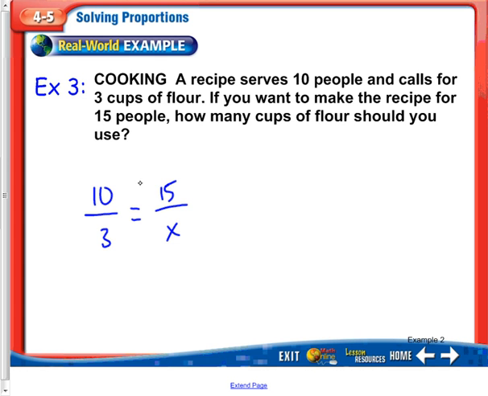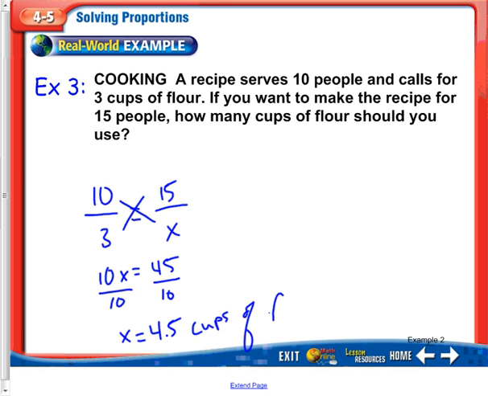And to get from 10 to 15, that's not a really easy basic fact. We know there's going to be some sort of decimal involved. So let's go ahead and cross multiply and divide. We get 10x equals 45. And now we can divide both sides by 10. And dividing by 10 is pretty easy because we can just move the decimal. So we know we're going to get x equals 4.5 cups of flour.